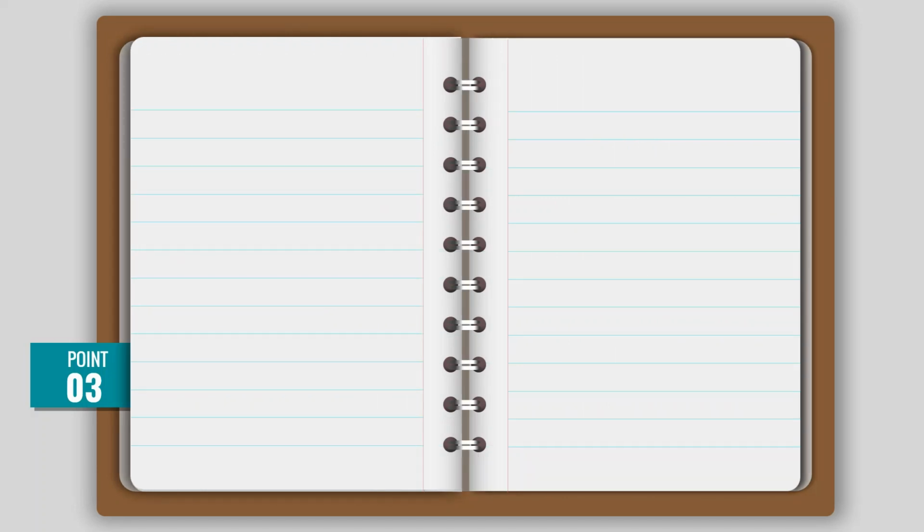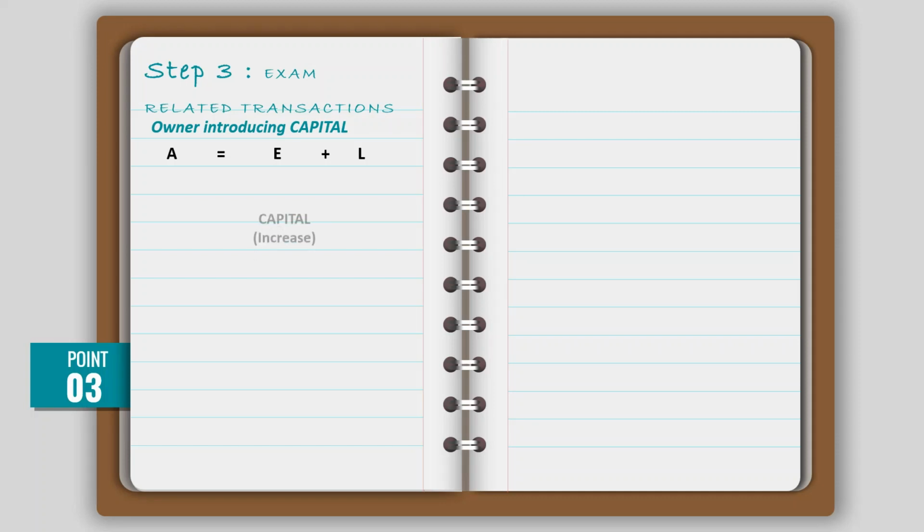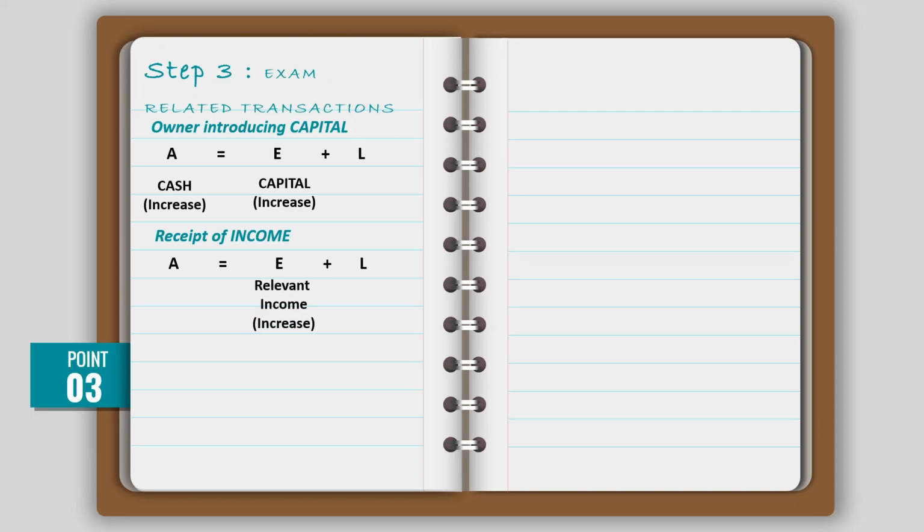Now finally, we'll have a look at the transactions which will be tested in your exam. Owner introducing capital. In this transaction, equity increases, it's obvious, and due to equity increase, asset will also increase. If the owner introduces cash as capital, the asset cash will increase. Suppose the owner introduces fixed assets, the relevant fixed asset will increase under assets. Next, receipt of income. Equity will increase as per the rule we studied. Therefore, because equity increases, asset will increase by the amount received in cash. Therefore, under asset, cash will increase.